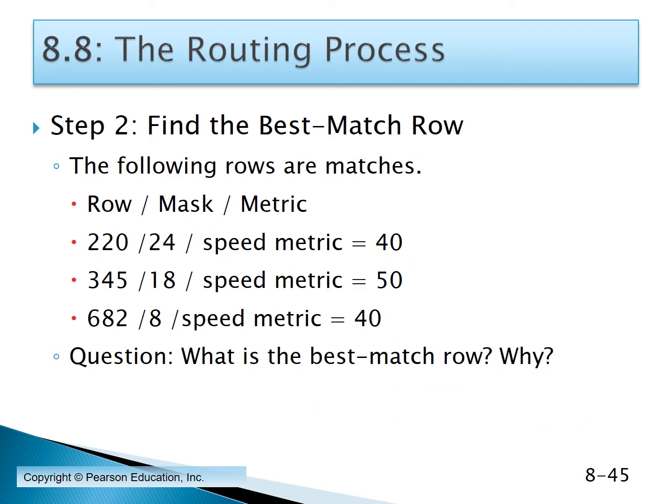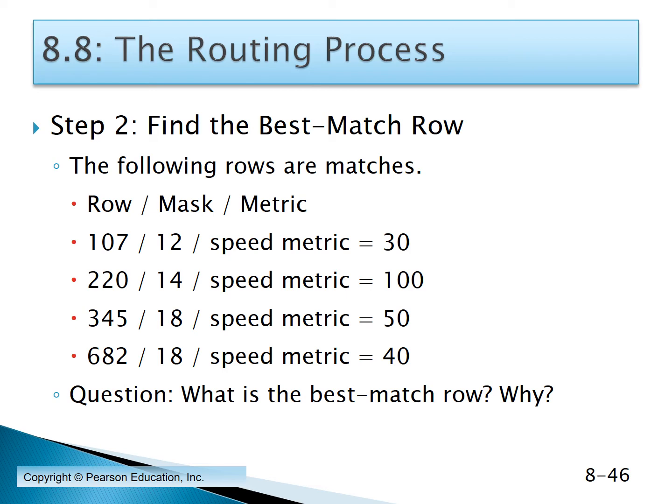And say the following rows are matches. Just an example, you have row 220, mask is 24, speed is 40, and then row 345, mask is 18, speed is 50. Then the last one, mask is 8, speed is 40. So which one will we select? Okay, so the answer is row 220 because it has the longest mask, right? So we'll select this one.